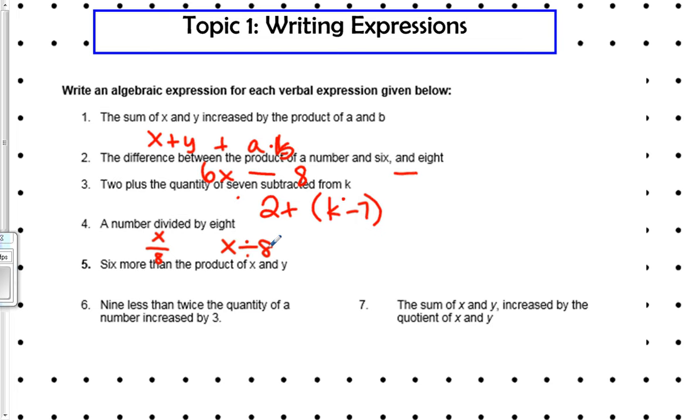6 more than the product of x and y. 6 more than, so 6 plus this product. You could also write it the other way, right? xy plus 6. We learned our properties in 6th grade that allow us to do that.